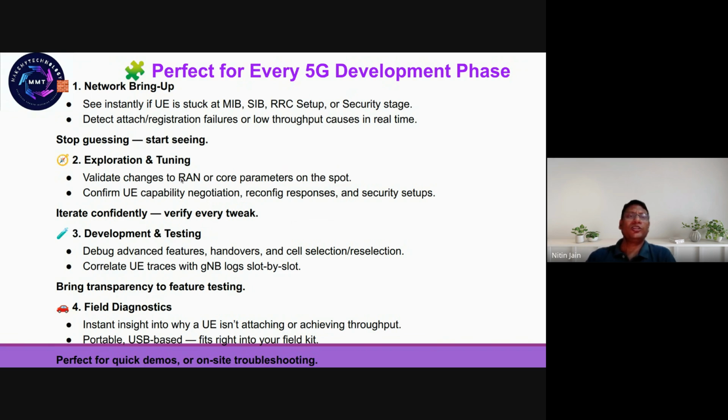So exploration and tuning. If you are using an open source or a commercial network where you are the developer, then it's possible that you are making some changes in the code. You are adding some new features or changing some parameters, and then you find that you change one line of the code, or you change one parameter, and now the mobile is not attaching or is not really working. So that type of issues you can very quickly check with it. Right.